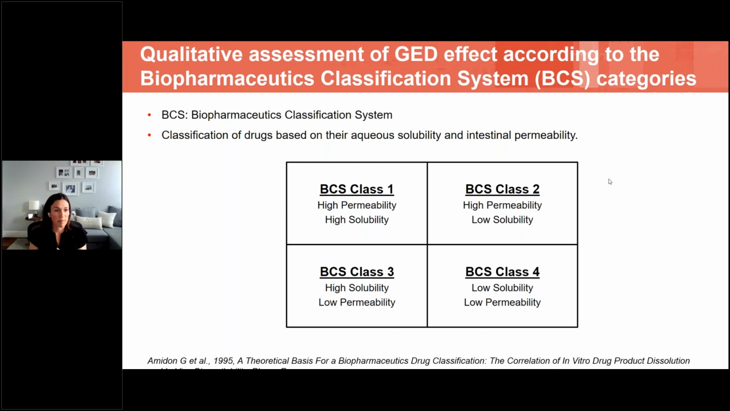Class 1 are drugs with high permeability and high solubility. Class 2 are compounds that have high permeability but low solubility. Class 3 are compounds that have high solubility and low permeability. And Class 4 are those that have both low solubility and low permeability.